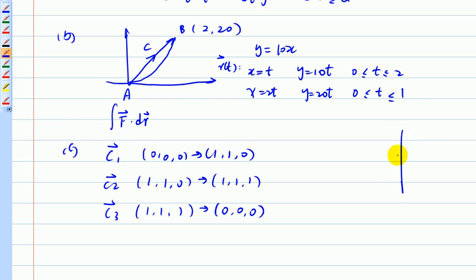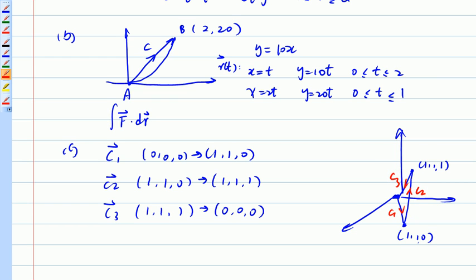I guess if I draw it out, here's your origin, and it goes to (1, 1, 0). From (1, 1, 0) it goes up to (1, 1, 1), and from (1, 1, 1) you go back to here. So these are C1, C2, and C3.